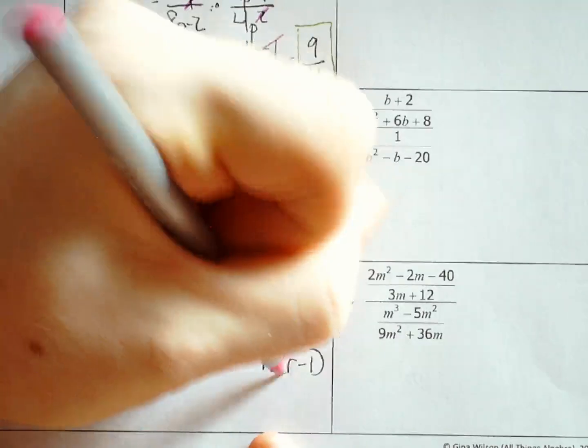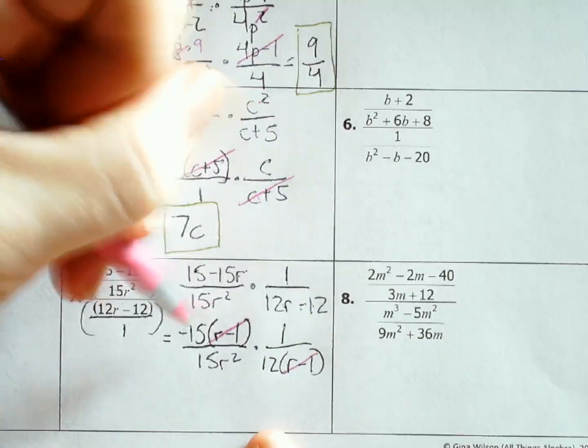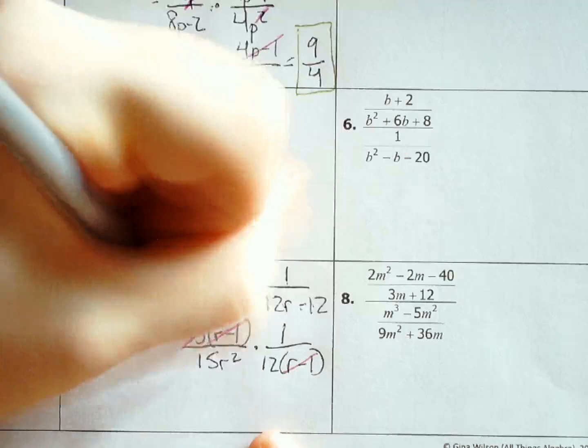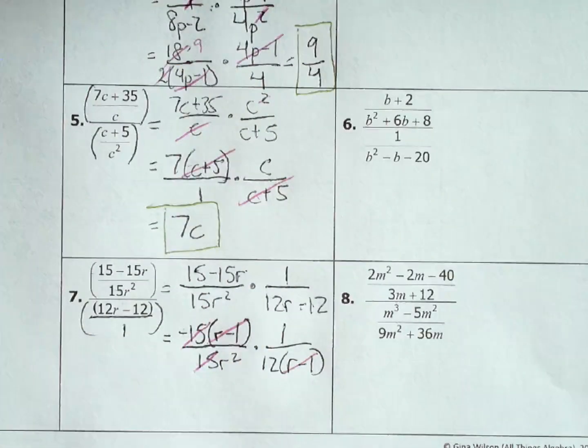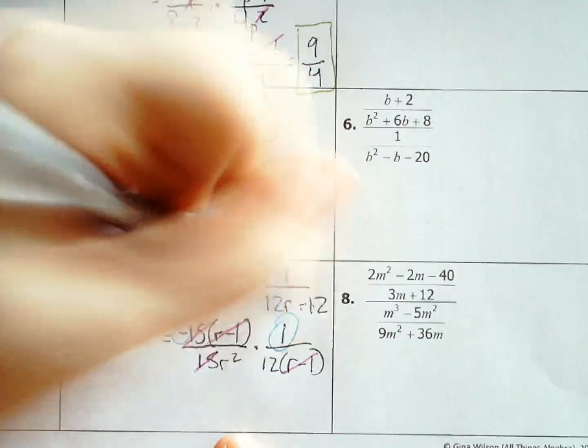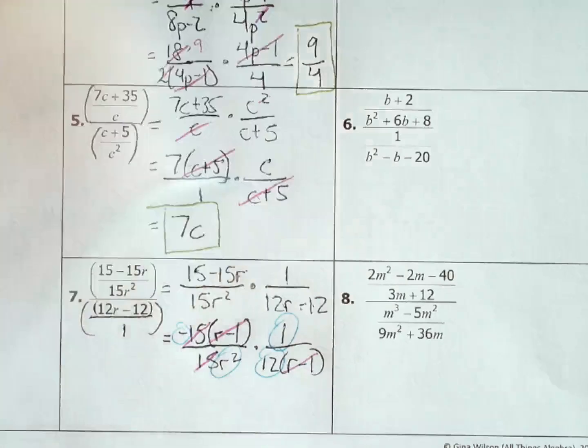I can cancel out my r minus 1s. r minus 1 divided by r minus 1 is 1, and 15 divided by 15 is 1. So what do I have left? I have the negative, I have my 1, I have r squared, and I have 12.